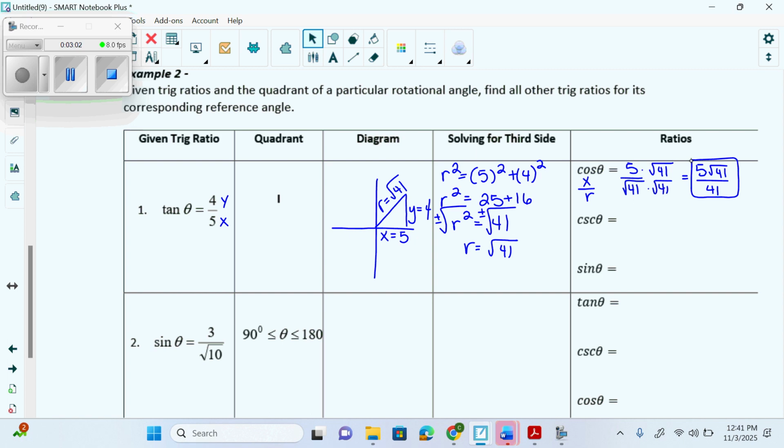Cosecant goes with sine, correct? And sine is sine your resume. So this is the reciprocal, root 41 over 4. And then sine is sine your resume, so it's going to be 4 over root 41. And then we have to rationalize it. So we get 4 root 41 over 41.